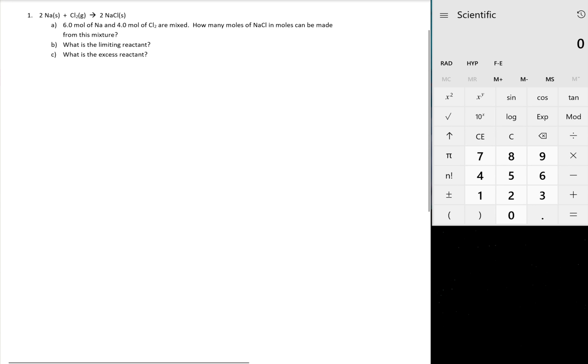Okay, we're reacting sodium and chlorine together to make sodium chloride, table salt, in this reaction. We're taking 6 moles of sodium and mixing it together with 4 moles of chlorine. And they would like for us to predict how many moles of sodium chloride are produced by this mixture.